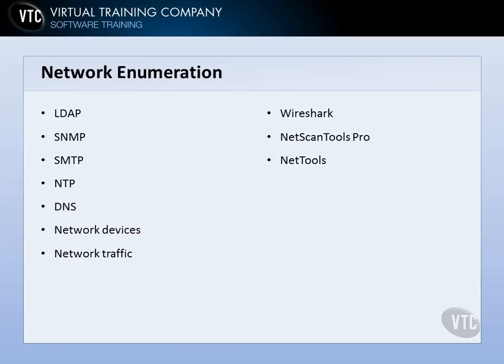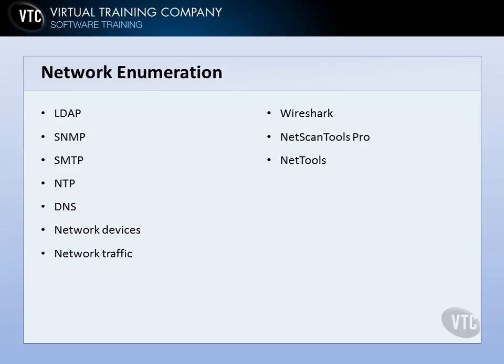DNS is also a popular network service to enumerate, as is DHCP, because clients rely on these services. In the case of DNS, some of the enumeration techniques might involve a zone transfer, an actual transfer of the entire DNS record from a server to another, typically an unauthorized server. You also might get machine names out of that or network services.